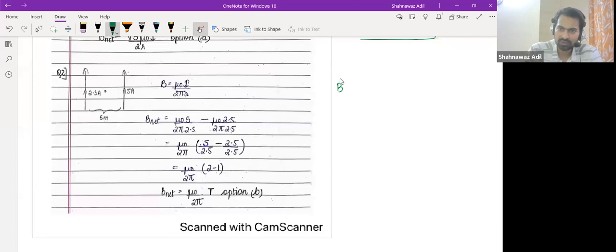So B of 2.5 ampere. Okay, so this is the XY plane, right? So if we put our finger in this direction, on the right hand side, it is in which direction? Inside or outside?